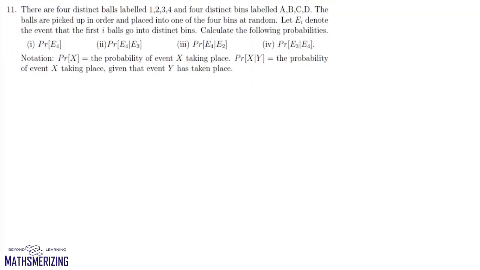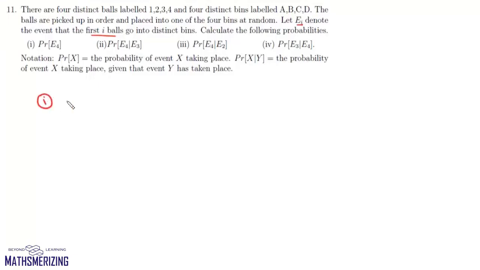Now question number 11 is, there are 4 distinct balls labeled 1, 2, 3, 4 and 4 distinct bins labeled A, B, C, D. The balls are picked up in order and placed into one of the 4 bins at random, and let Ei denote the event that the first i balls go into distinct bins. Now calculate the following probabilities.